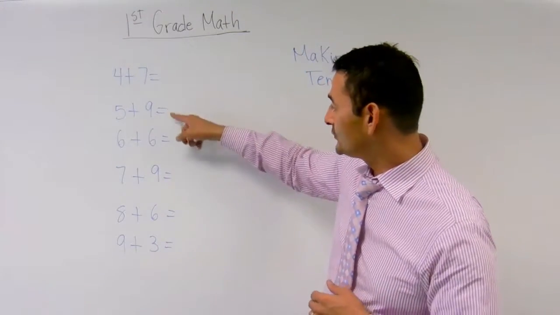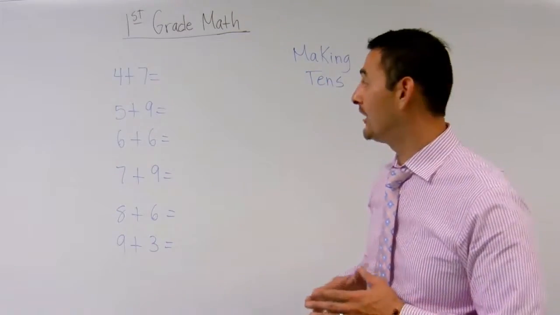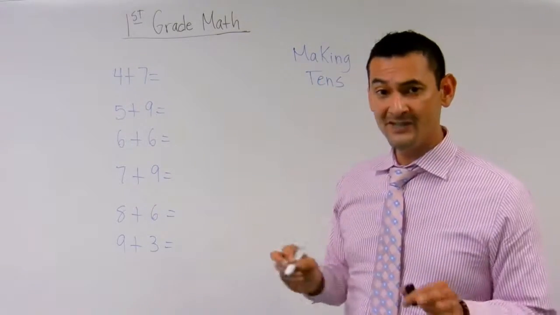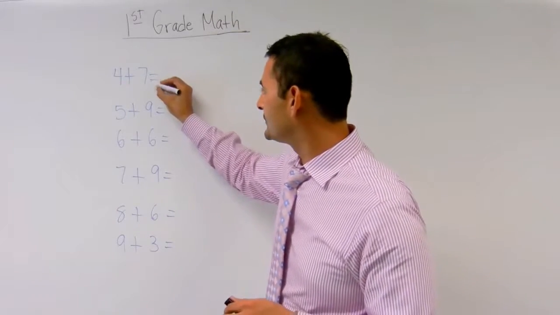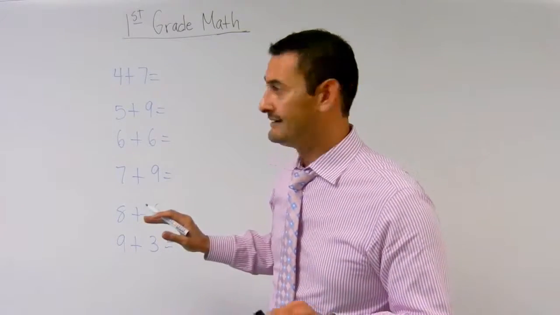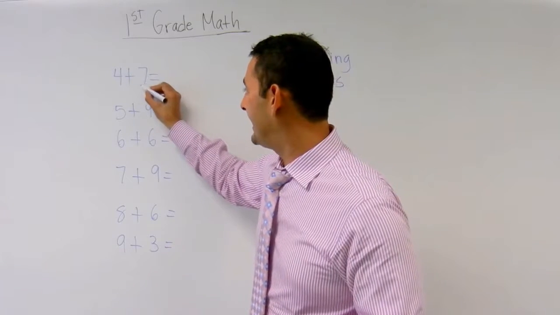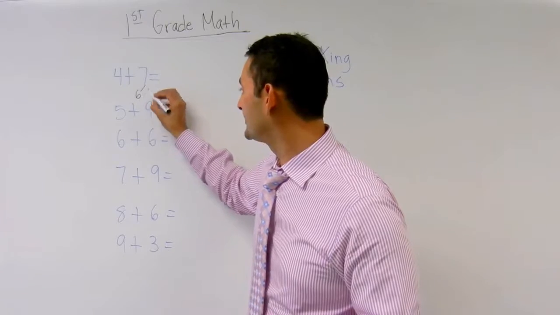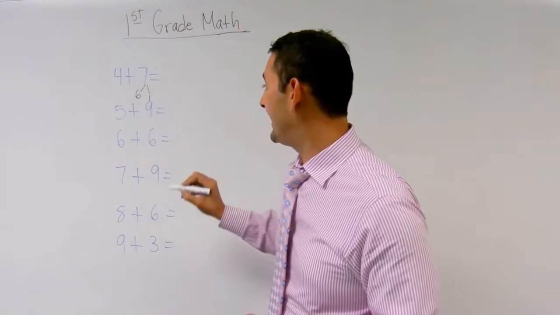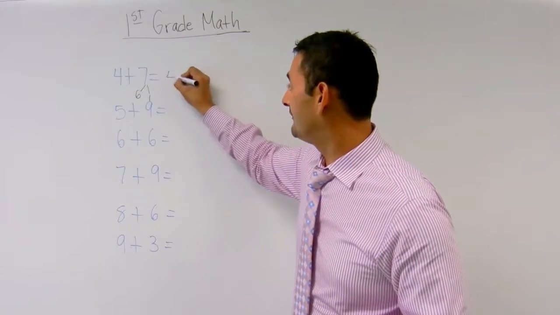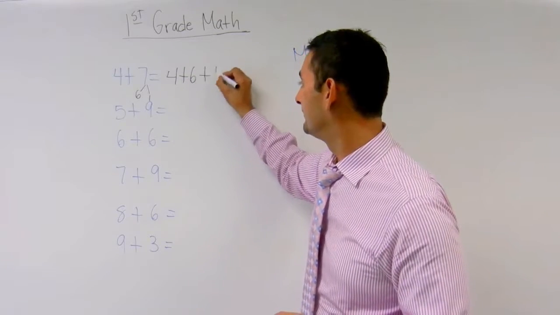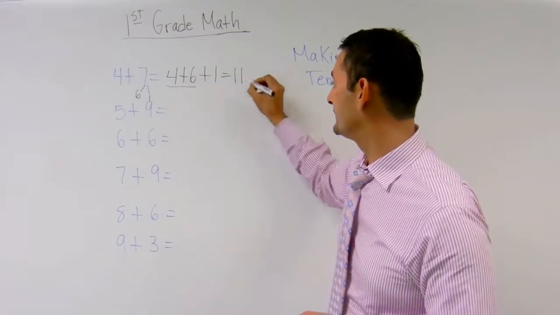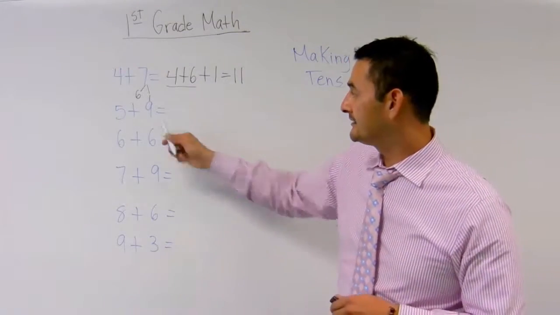So here I've got 6 sample problems, and let's start with the first one, 4 plus 7. The first thing I need to do is decompose these numbers so that I can make a 10. What's a way that I can make a 10? Well, I know that 4 plus 6 equals 10, so 6 plus 1 equals 7. So now I'm going to bring these over. I'm going to do 4 plus 6 plus 1 equals. 4 plus 6 is 10, plus 1 more is 11. Let's take a look at this next one.